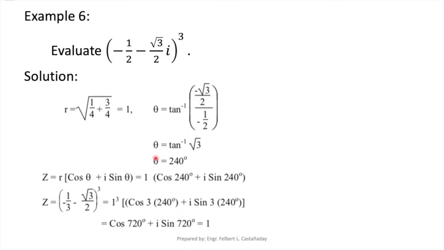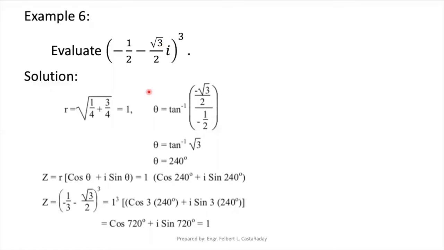But the question here that I'm going to emphasize is, why 240 and not 60 degrees? Because if you check in your calculator, arctangent of square root of 3 is 60 degrees, not 240. So let me explain why we use 240 degrees. As you know, this complex number, -1/2 minus square root of 3 over 2i, is located in the third quadrant.